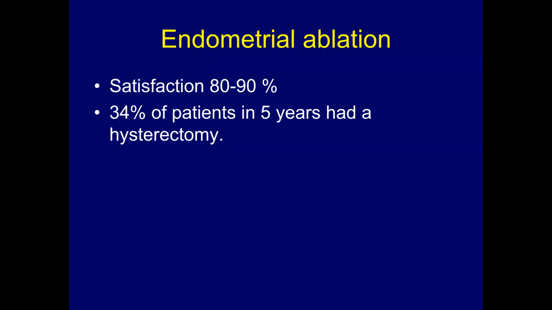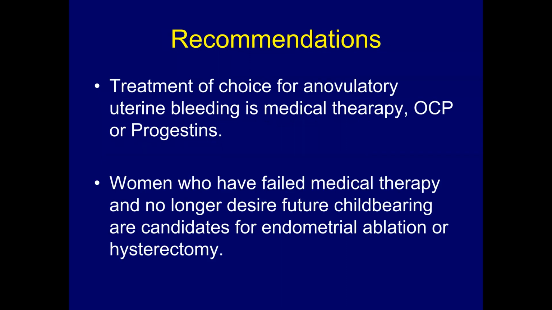Unfortunately, a third of the patients will still have bleeding. At least they require hysterectomy in 5 years, and that's in a large prospective data. So, what would I recommend for DUB?